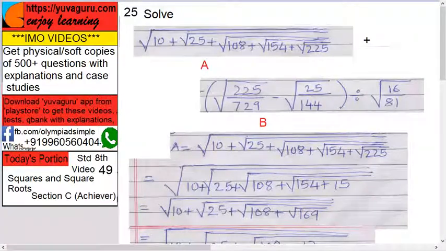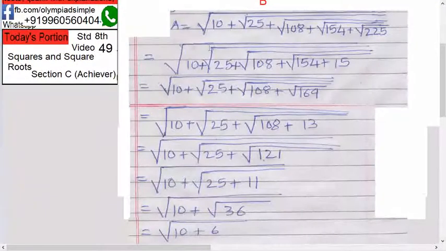Let's solve A first. See, A is square root of 10 plus square root of again 25 plus again square root of 108 plus again square root of 154 plus again square root of 225. Now this seems to be tough, but it's not tough. Go on solving from inside and you'll easily get the answer.